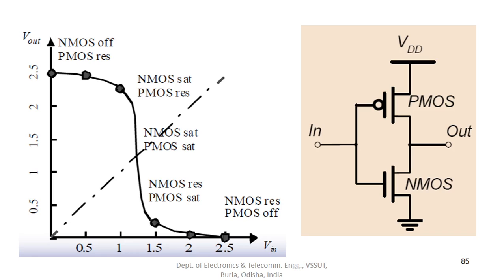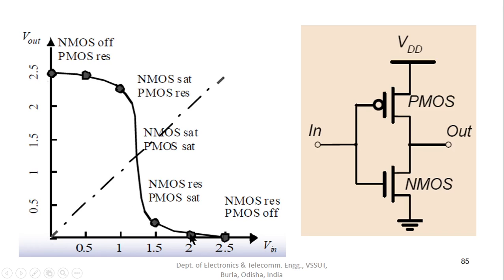Again, this power supply will change with respect to the technology adopted for that particular inverter. In some cases it may be 2.5 volts, in some cases 3.3 volts, it may be 5 volts. So do not worry about that, just keep in mind that there would be some power supply voltage and there would be one ground here, and when you plot the curve between input voltage and output voltage, it will come out like this.